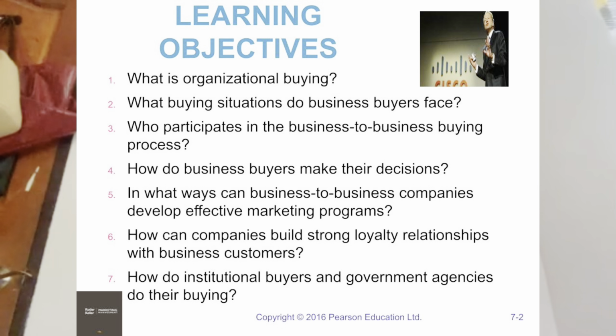First, let's talk about the learning objectives. Number 1, what is organizational buying? Number 2, what buying situations do business buyers face? Number 3, who participates in the business-to-business buying process? 4, how do business buyers make their decisions? 5, in what ways can business-to-business companies develop effective marketing programs? Number 6, how can companies build strong loyalty relationships with business customers? And lastly, how do institutional buyers and government agencies do their buying?